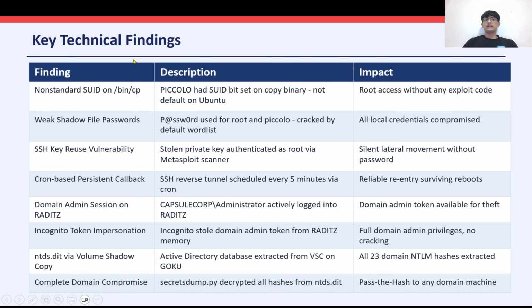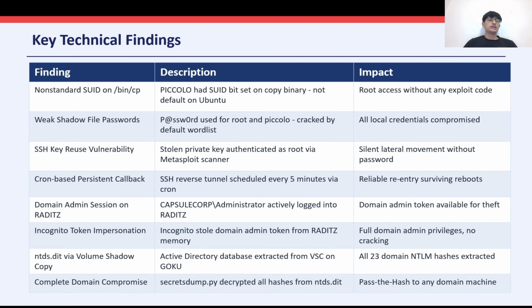So we have a non-standard SUID on bin cp, which allowed us to do the superuser copy command. The shadow file passwords are weak. The password is p@ssw0rd, which is really weak and can be cracked with the default word list. SSH key was reused. So we have a cron-based persistent callback.